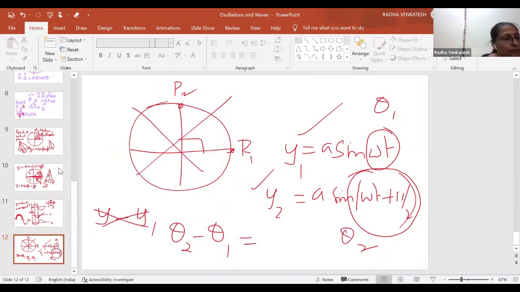Now tell me what is theta 2 minus theta 1 here. Omega t plus pi by 2 together is called theta 2. Got it? And omega t there is called theta 1. So what is theta 2 minus theta 1 mathematically? I'll get plus pi by 2.